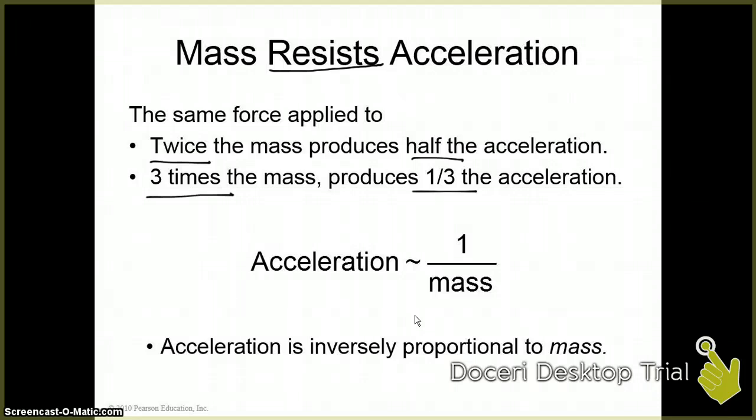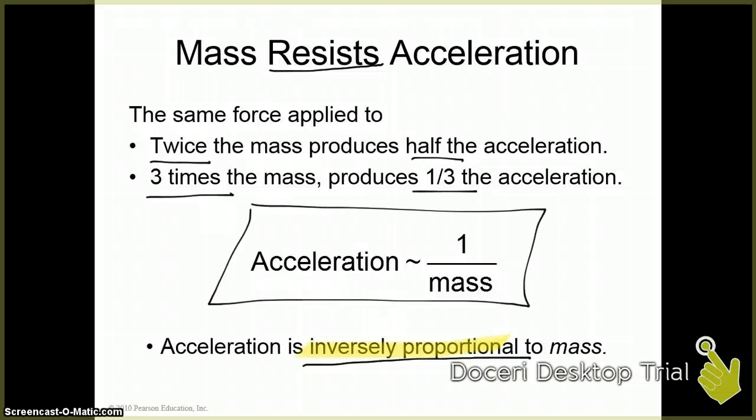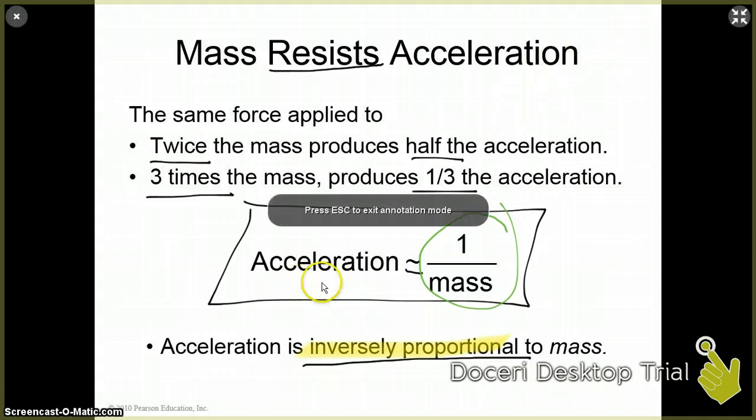So we say that acceleration is inversely proportional to mass. If force is directly proportional to acceleration, then acceleration is inversely proportional to mass. The way we represent inversely proportional symbolically is by using this expression right here. Here we have proportional, and then inversely proportional, you put 1 over mass. That means that acceleration is inversely proportional to mass.